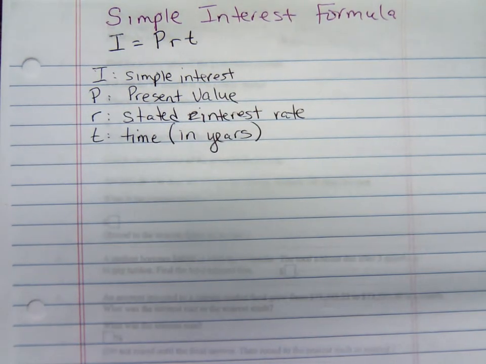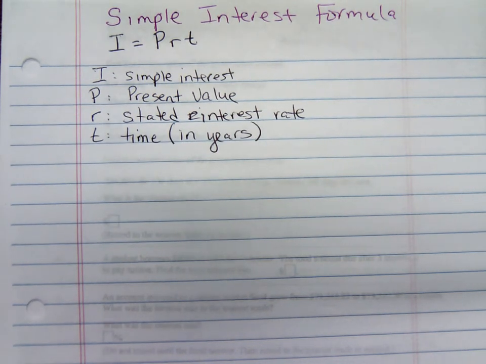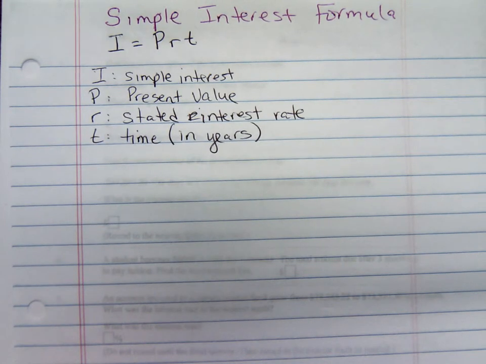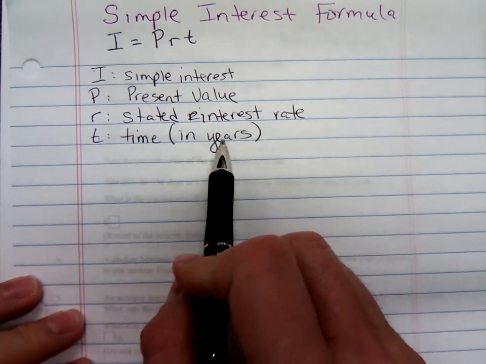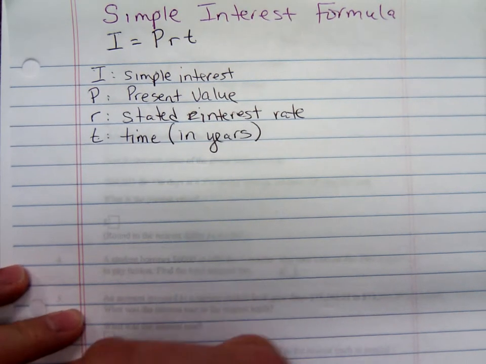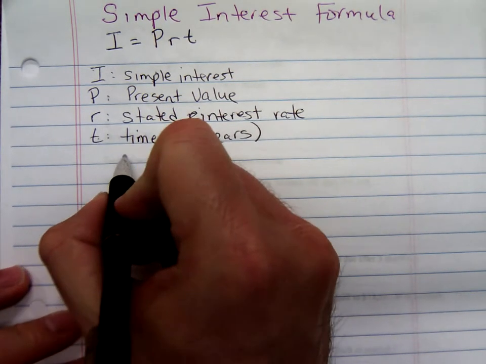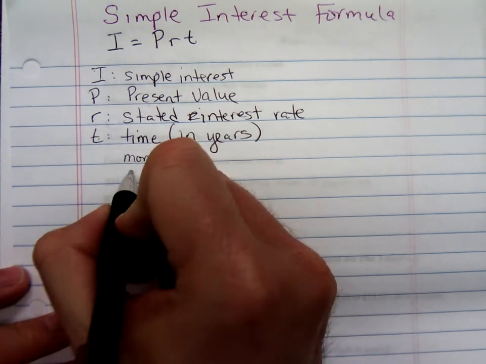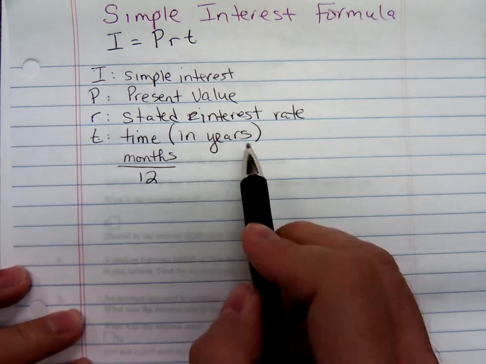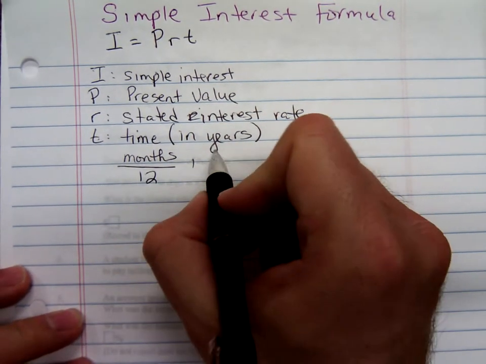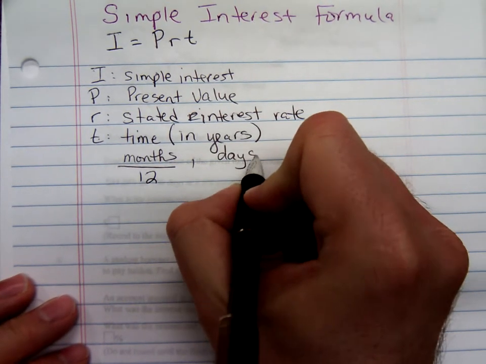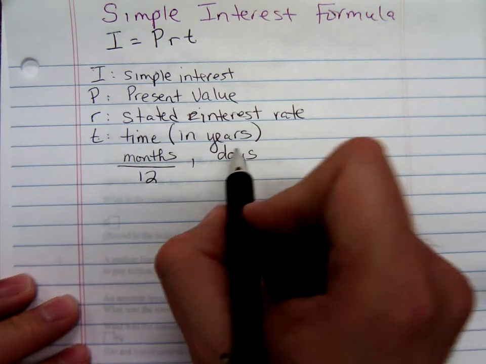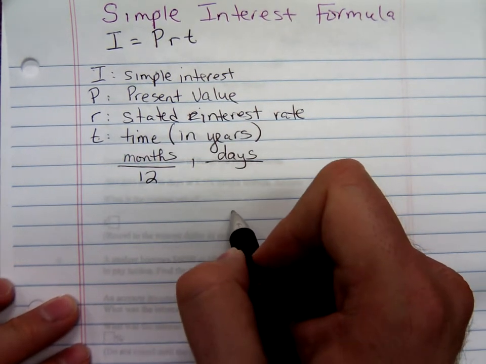So, if you were told that the person borrowed money for 6 months, T would not be 6. Well, how many years is 6 months? 1/2. If you have months, you take the number of months and put it over 12. That'll make it into years. Or let's suppose it said days. To convert days to years, you would divide by what? How many days are there in a year?